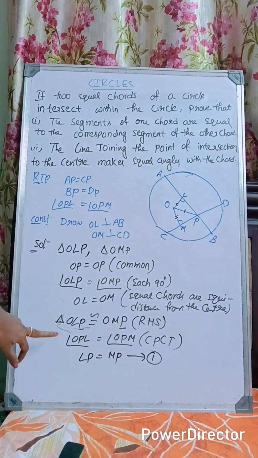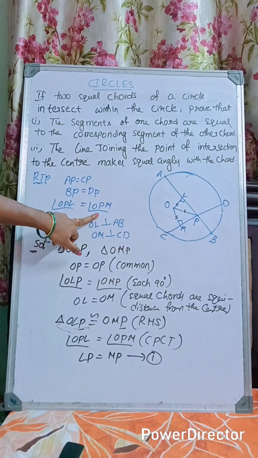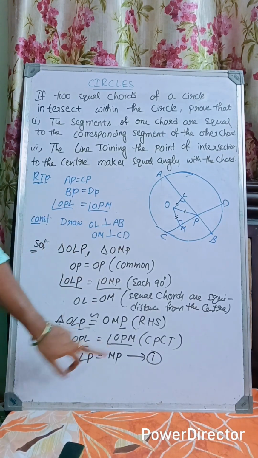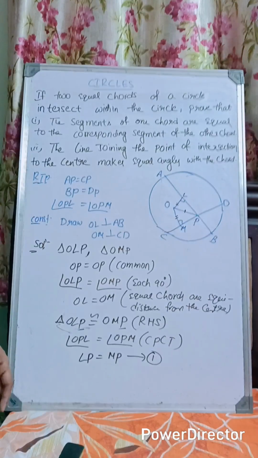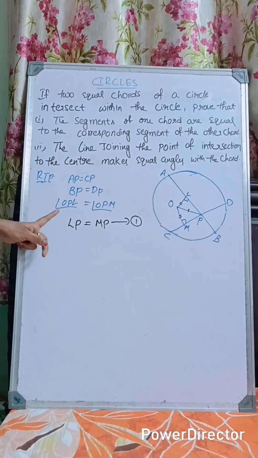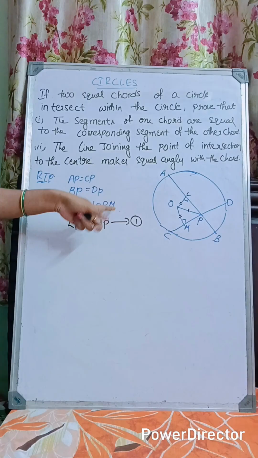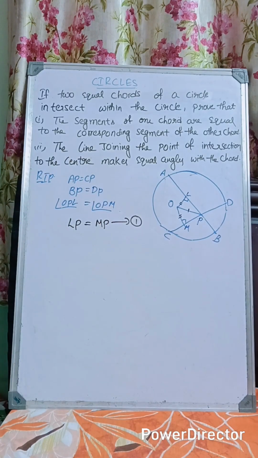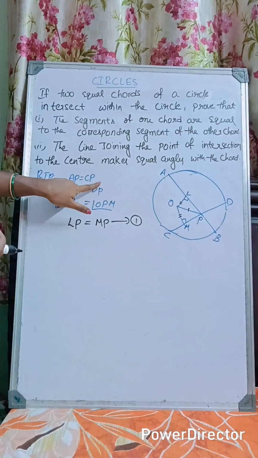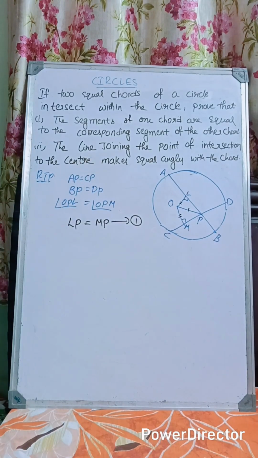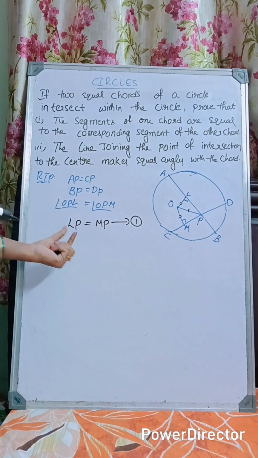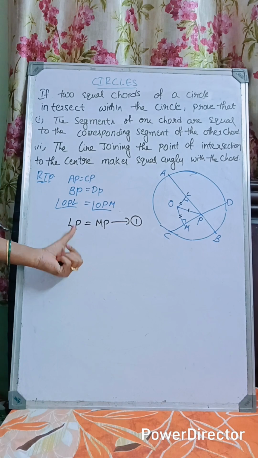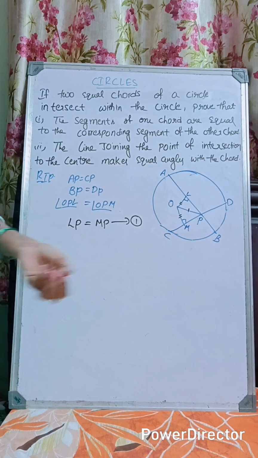So, what is required to prove angle side equal here? We have to prove OPL is equal to OPM. We got it. Next. Okay. So, we have got OPL is equal to OPM by showing the congruency. Next, what is required to prove? AP is equal to CP as well as BP is equal to DP. So, we got here the conclusion with the CPCT: LP is equal to MP. I have given this as equation number 1 here.